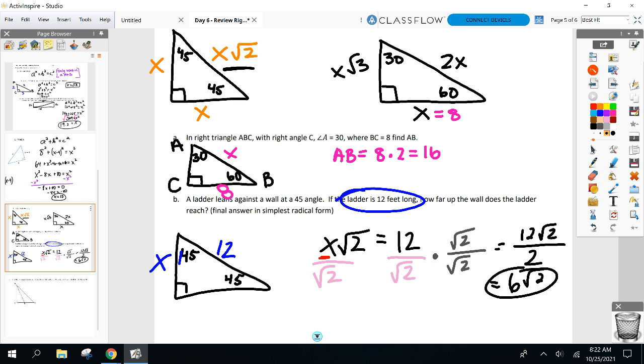CD and AB equal? Are they equal? No. CD and BC are, because they're both across from 45s.